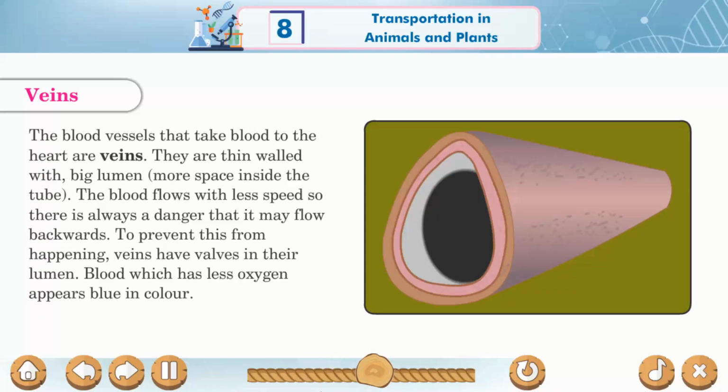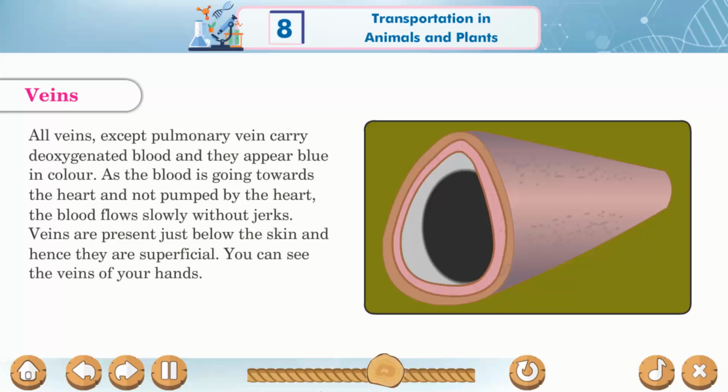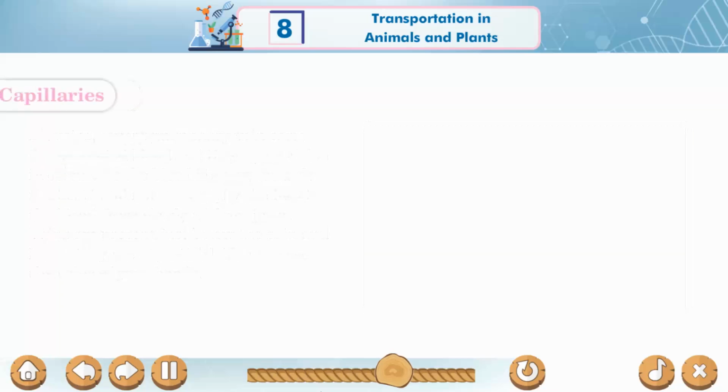Veins. The blood vessels that take blood to the heart are veins. They are thin-walled with big lumen, that is more space inside the tube. The blood flows with less speed, so there is always a danger that it may flow backwards. To prevent this from happening, veins have valves in their lumen. Blood which has less oxygen appears blue in color. All veins except pulmonary vein carry deoxygenated blood and they appear blue in color. As the blood is going towards the heart and not pumped by the heart, the blood flows slowly without jerks. Veins are present just below the skin and hence they are superficial. You can see the veins of your hands.